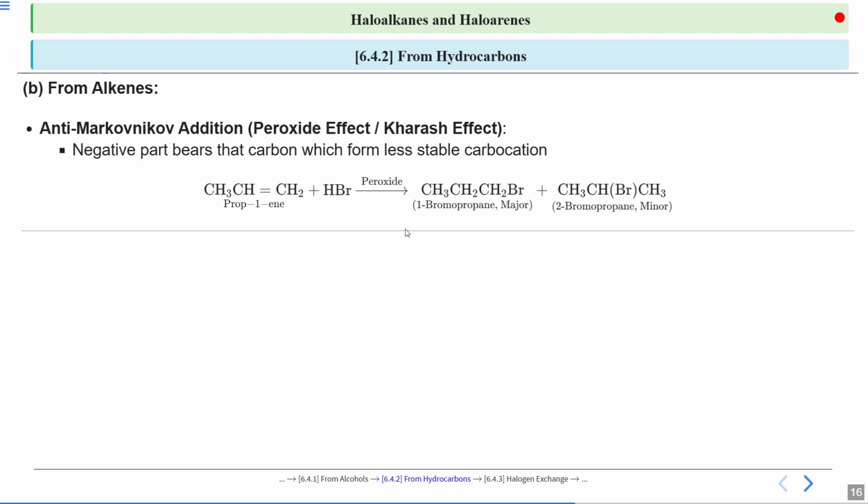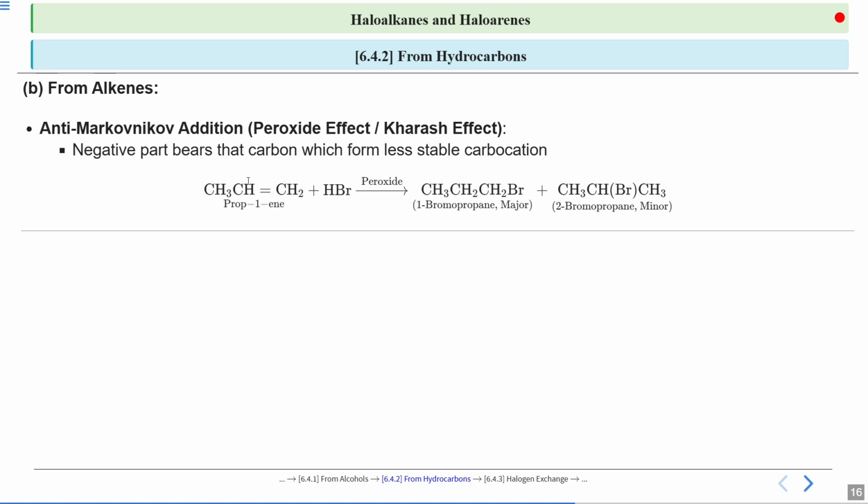Let's understand by looking at this reaction. This is again propene, prop-1-ene, where the double bond is at the first carbon, right? You are reacting it with hydrogen bromide in the presence of peroxide. Here the negative part is Br negative. This negative part will go to the carbon which is forming the less stable carbocation, and this is the same example, propene. I have detailed how the carbocation is going to form here.